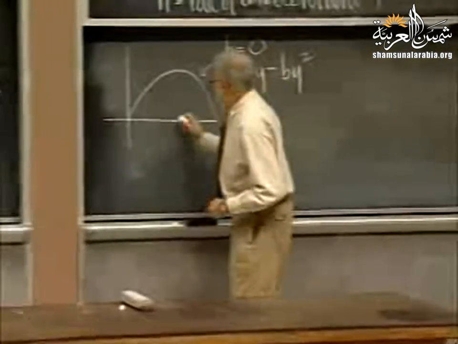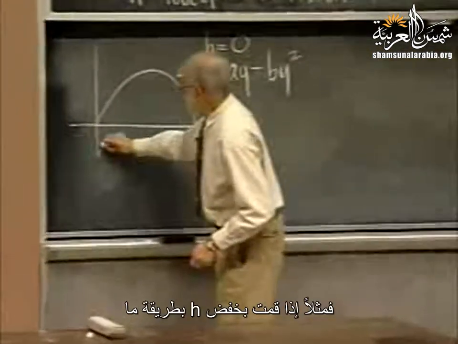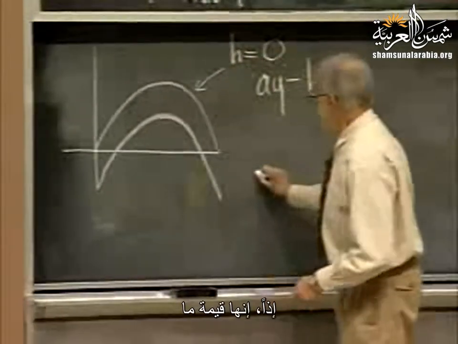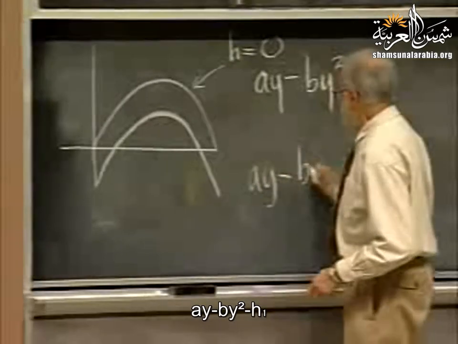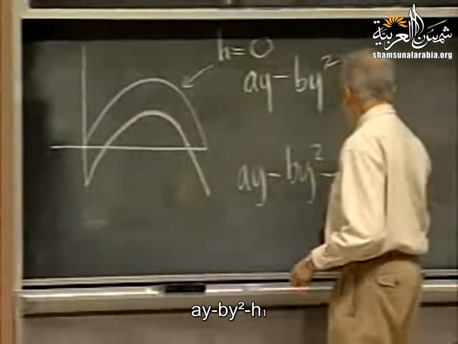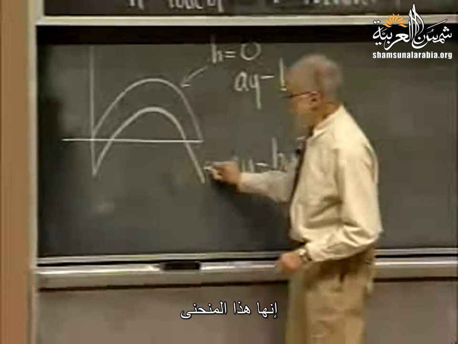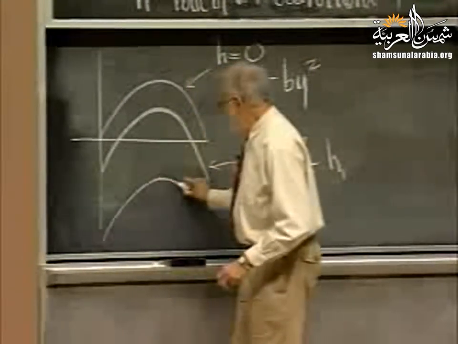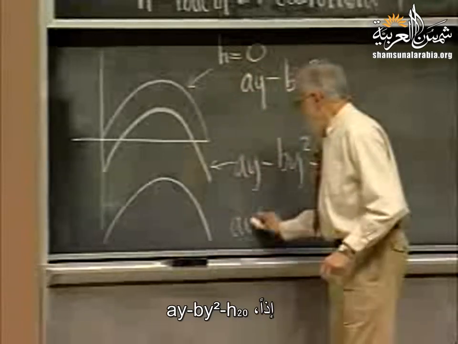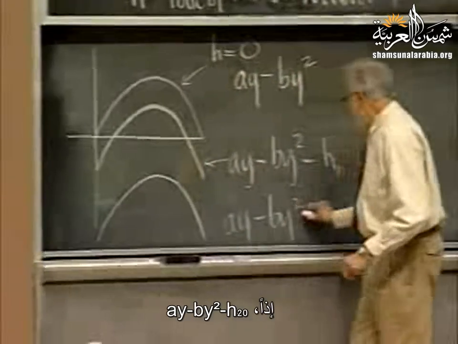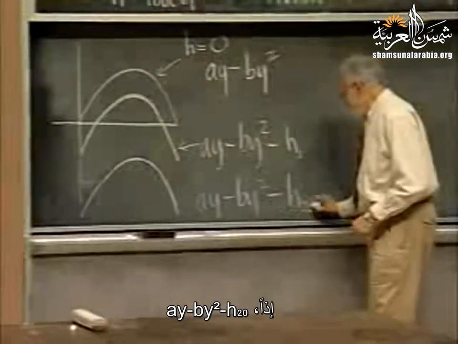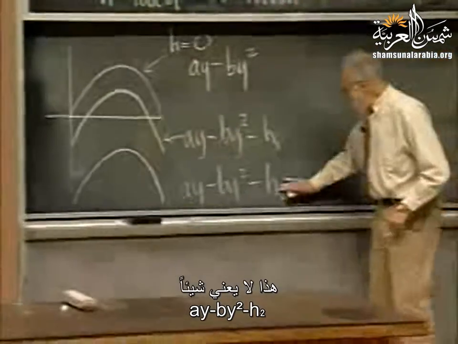So for example, if I lower it somewhat, it will come to here. So this is ay minus by squared minus h1, let's say. That's this curve. If I lower it a lot, it'll look like this. So ay minus by squared minus h, a lot, h2.